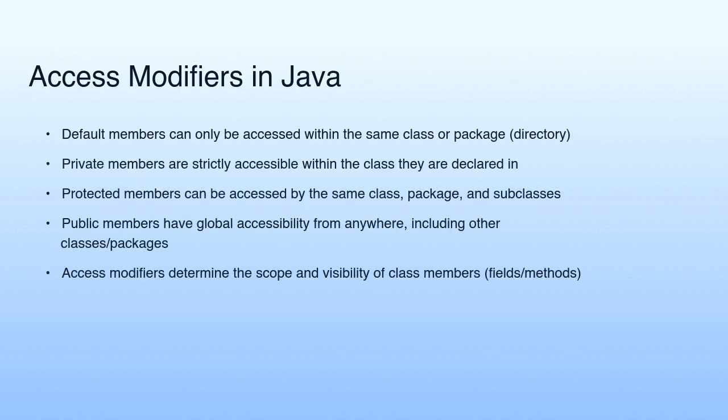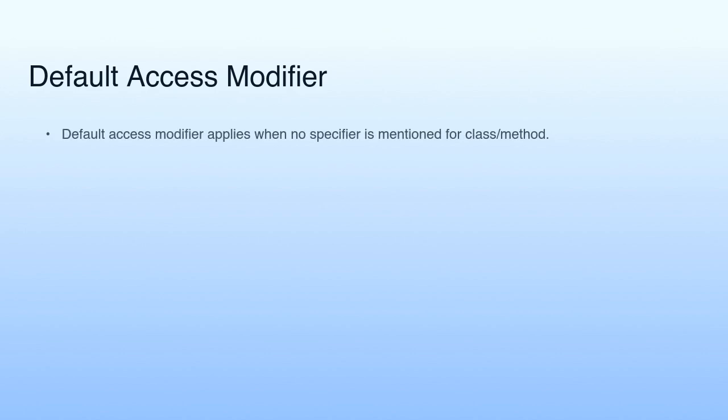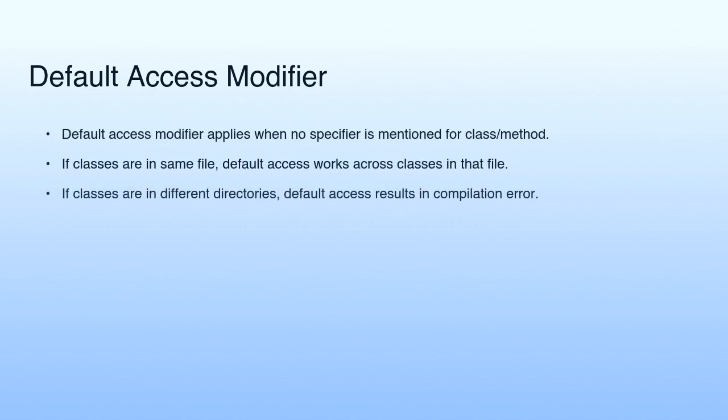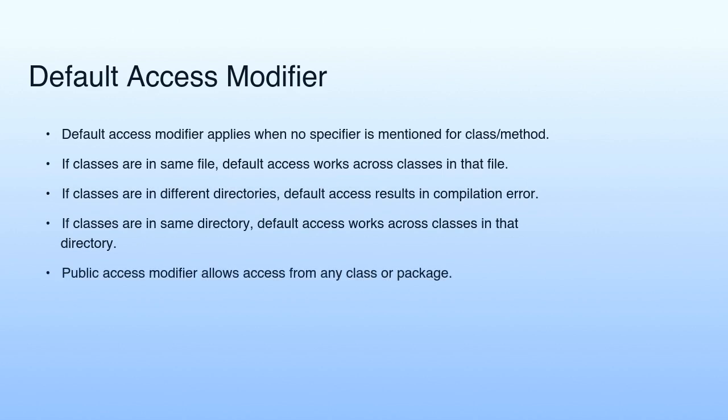Default members can only be accessed within the same class or package, while private members are strictly accessible within the class they are declared in. The default access modifier applies when no specifier is mentioned for a class or method. If classes are in the same file, default access works across them. But if they are in different directories, it results in a compilation error.